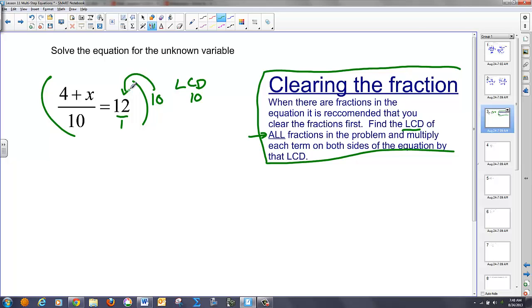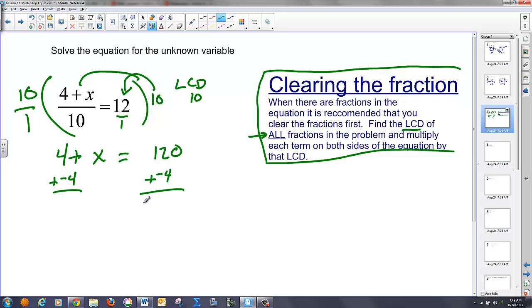So I multiply this by 10, and I get 120, since 12 times 10 is 120. If I multiply this entire term by 10, notice 10 over 1 and this 10 reduce. So I'm just left with 4 plus x equaling 120. Now I have to isolate the x, so I have an addition of 4. I'm going to subtract 4, or I can add a negative 4. Doesn't really matter. And in this case, I have 116 equaling x.